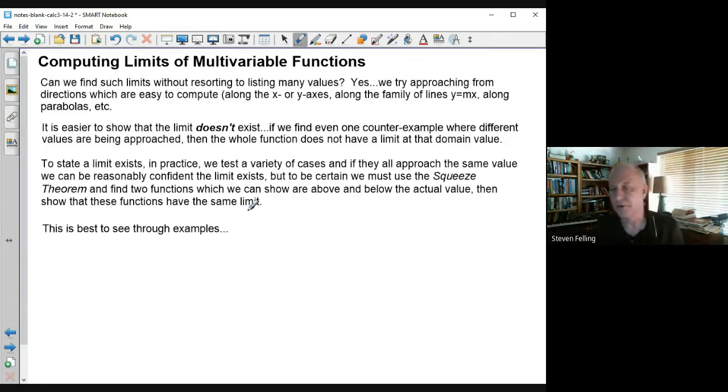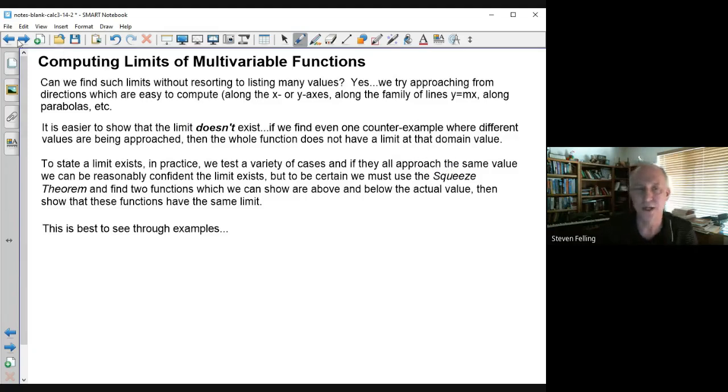Okay, so how do we find limits without resorting to just listing values out like that? We could try approaching from different directions, which are easy to compute. And like I said, it's easier to show that limits don't exist. To state a limit does exist, in practice, we test a variety of cases, and if they all seem to be approaching the same value, then we use the squeeze theorem, also called the sandwich theorem, with two functions bounding below and above. If those two bounding values approach the same limit, then the actual function in between the two is approaching that too.